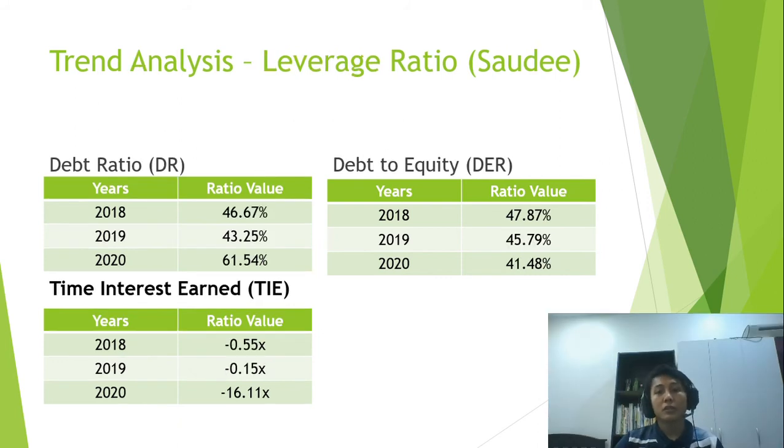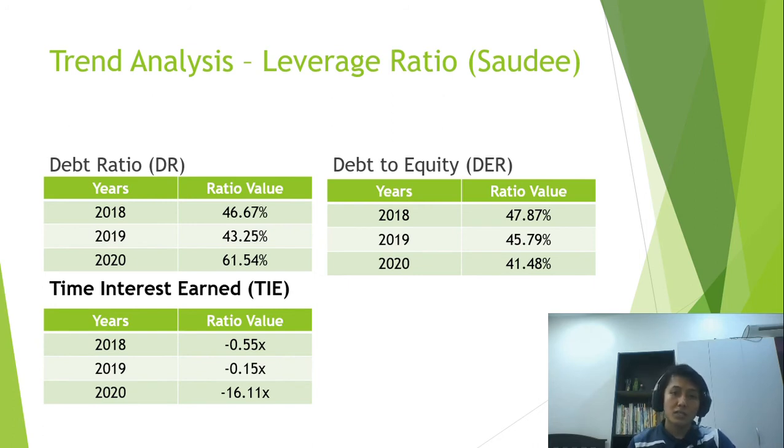On this slide, we compare Saudee Group Berhad's leverage ratio for the year 2018 until 2020, which consists of three ratios: debt ratio, debt to equity, and times interest earned. Based on the table, Saudee Group has debt ratio for all 3 consecutive years show as a good ratio performance. It shows that the company has more assets than debt as the percentage is less than 100%. However, there was an increase of debt ratio from 2019 until 2020, indicates that the risk is greatly increased.